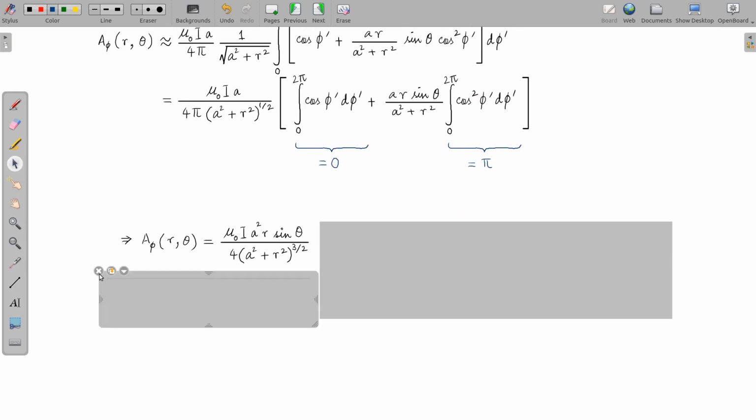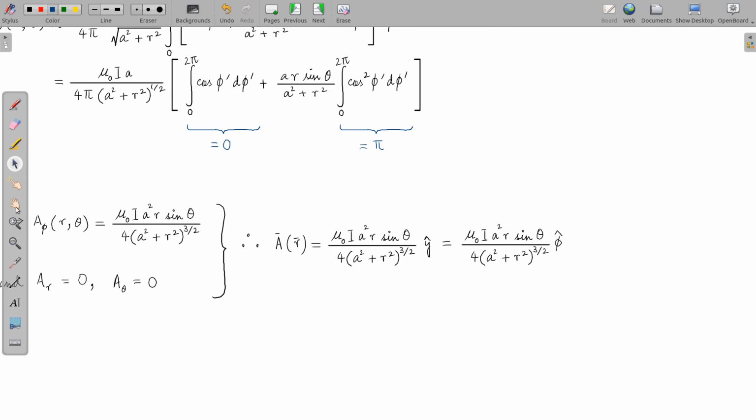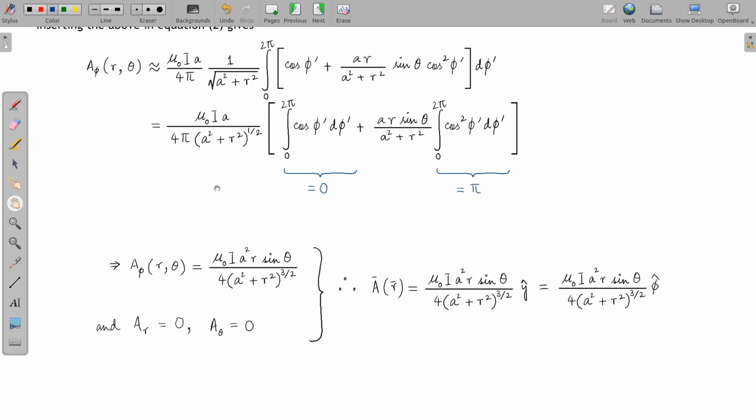Once we know A phi, of course A r and A theta are anyway going to be 0. So this gives us the field, you could either write it as a y component, or you could write it as a phi component. Both of them will look exactly the same. So this gives us the vector potential in the scenario that we had considered, that current loop lying in the xy plane. This is the vector potential.